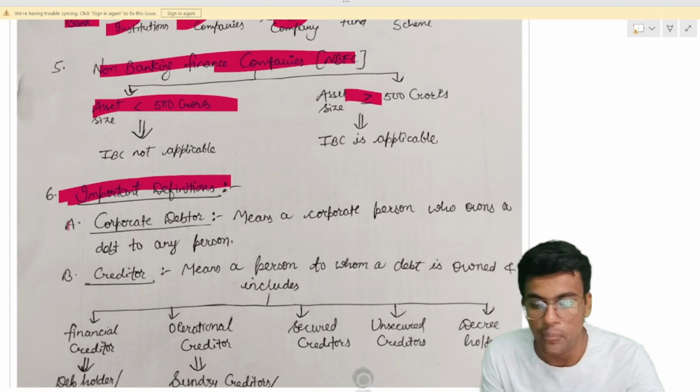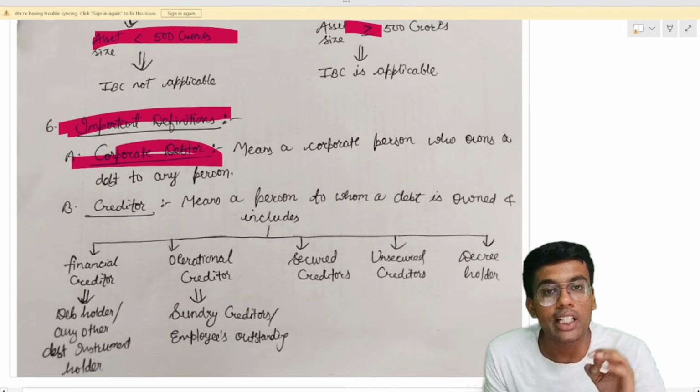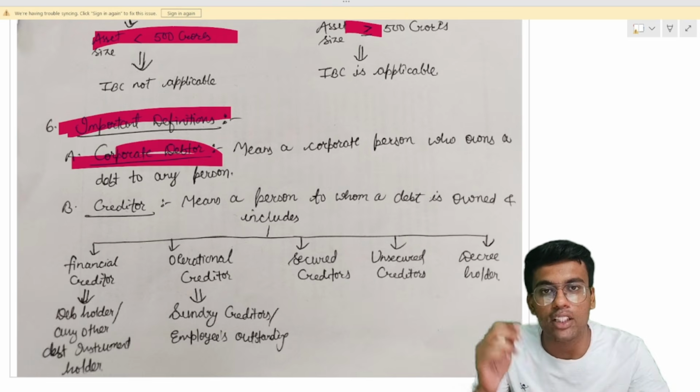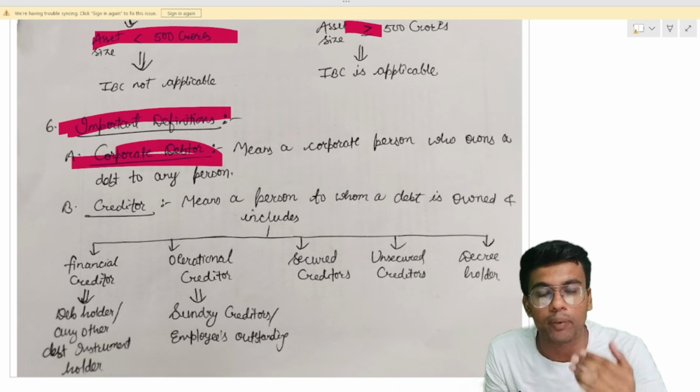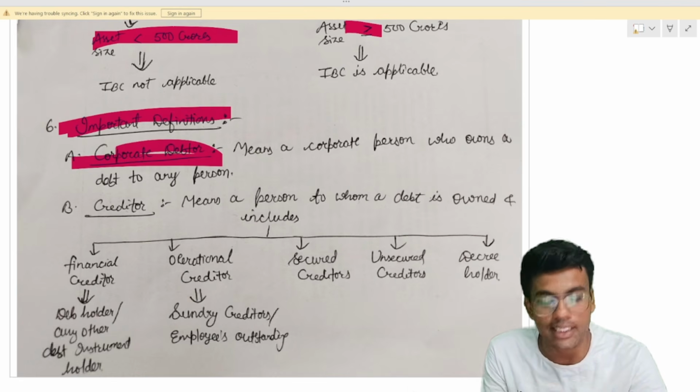Now, who is a corporate debtor? It means a corporate person who owes a debt to any person. Let's say I am XYZ company. I have borrowed money from any of my creditors, or any of the operational creditors, like employees I have to pay. So I am a corporate debtor. XYZ is a corporate debtor.